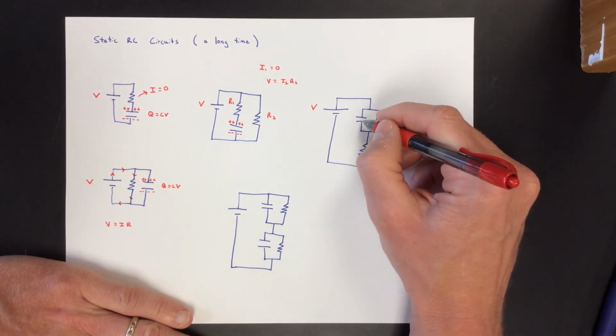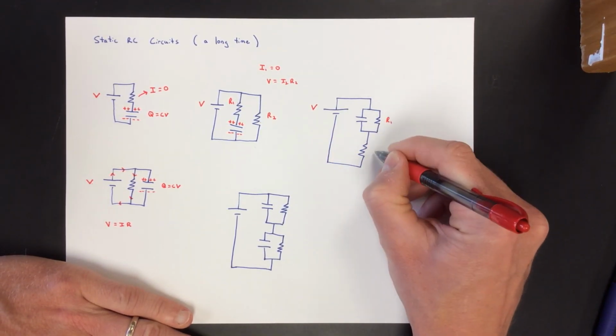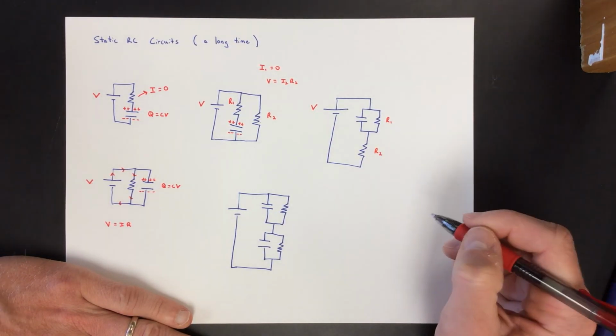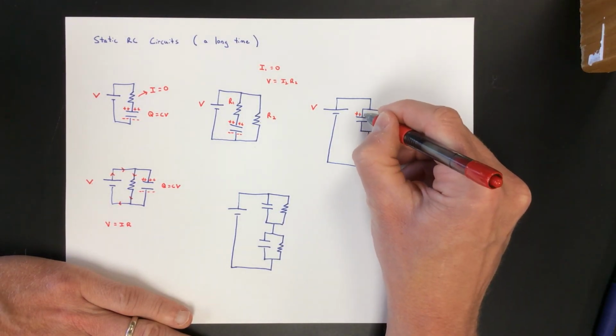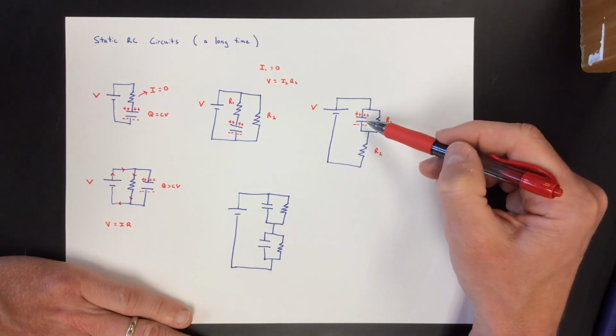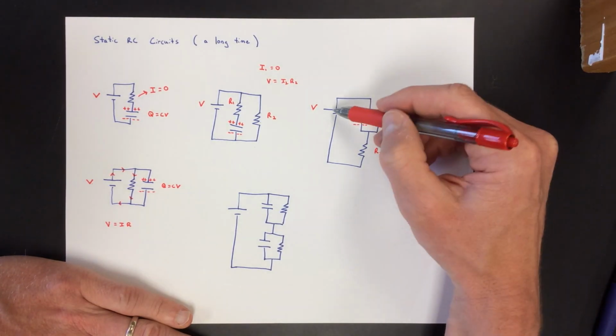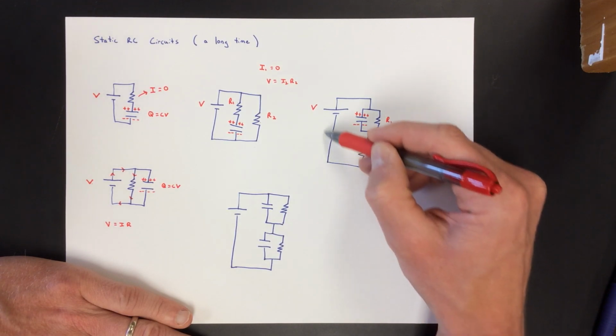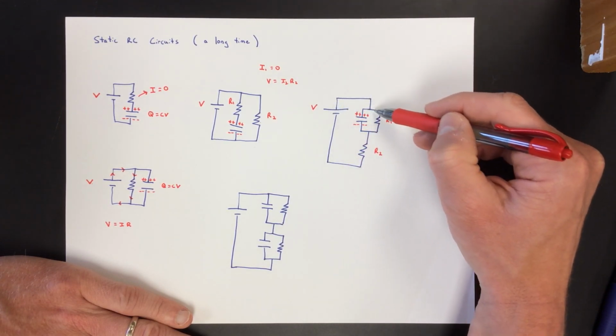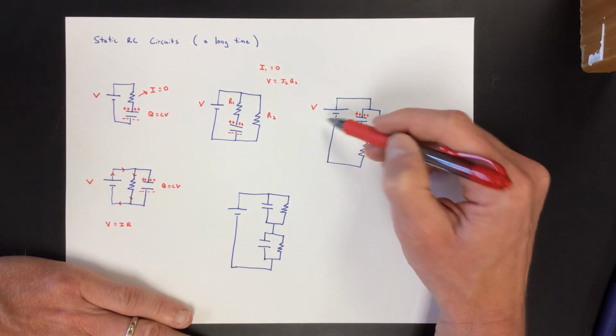All right, how about this circuit? There's our battery, there's our capacitor, here's R1, and here's R2. What's happening here? Eventually the capacitor gets fully charged, and the question is, what voltage does it get? When it's fully charged, it's kind of like it's not even in the system. Charge is going to flow up by the battery, down R1, down R2, and back.